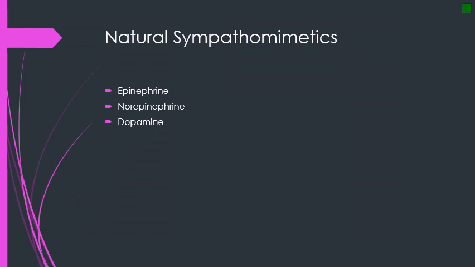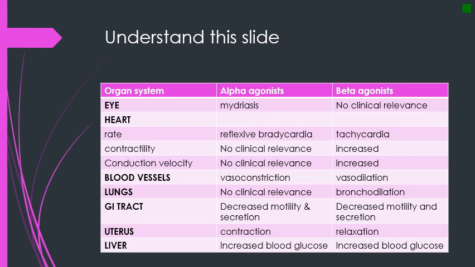Natural sympathomimetics that are normally produced in the body, as you know or should know by now, are epinephrine, norepinephrine, and dopamine. This table is definitely important to understand regarding your organ systems and your receptors, agonism of your alpha versus your beta receptors and what they produce. With your eyes, your alpha agonist produces that mydriasis, which we've already discussed in your ophthalmic lecture. As far as the beta agonists go, there's no clinical relevance when you stimulate those beta receptors.